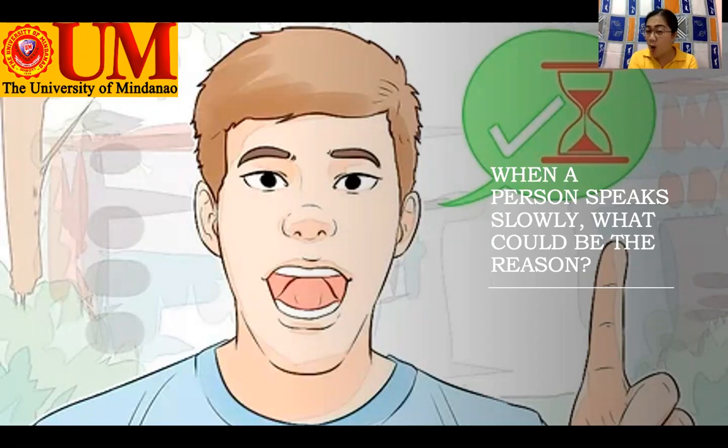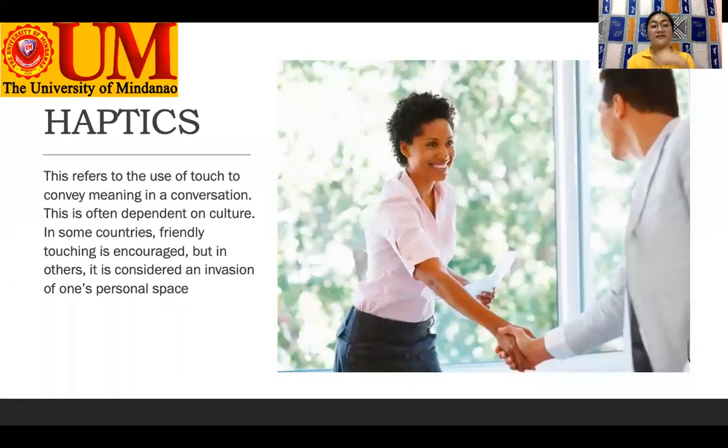When a person speaks slowly, what could be the reason? It could be the person is sad, or he is not feeling well. For example, if I ask my friend, how are you? And then my friend says, I'm okay. We could clearly say that he or she is not okay because he is feeling sad. And how do we know that he is feeling sad? Because of his voice. I am okay. Does that mean he is okay? No, he's not okay. He's just telling that he's okay, but he's not really feeling okay. So that is what vocalics is all about.